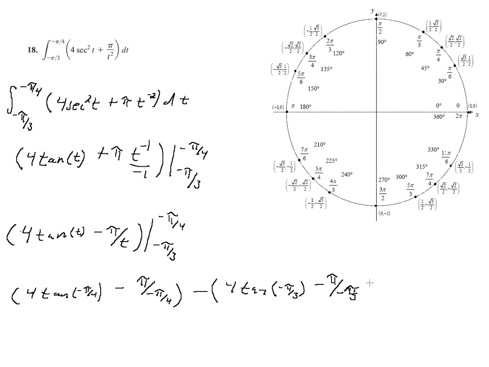And now negative pi over 4, we'll evaluate, use the unit circle, sorry, couldn't find the cursor. Oh, the power is flickering.